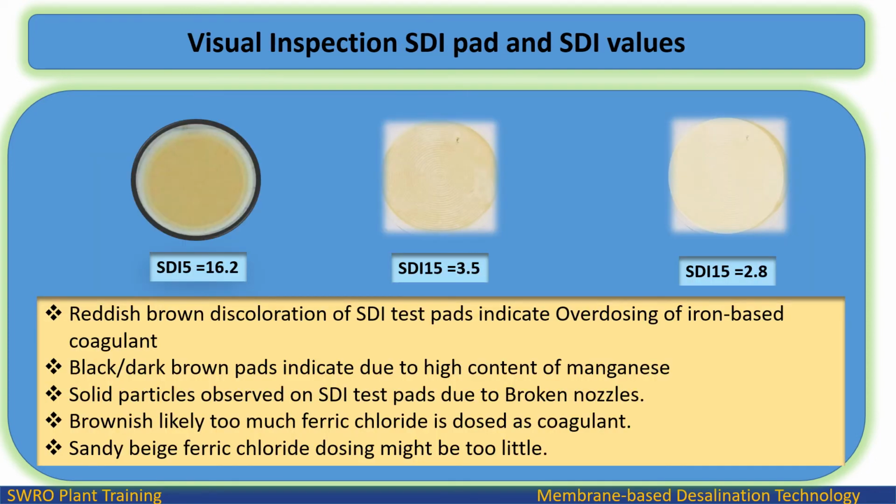Visual inspection of SDI pads and SDI values. Reddish-brown discoloration of SDI test pads indicates overdosing of iron-based coagulant. Black or dark brown pads indicate a high content of manganese. Solid particles observed on SDI test pads are due to broken nozzles of dual media filters. Brownish pads likely mean too much ferric chloride is dosed as coagulant. Sandy beige pads mean ferric chloride dosing might be too little.